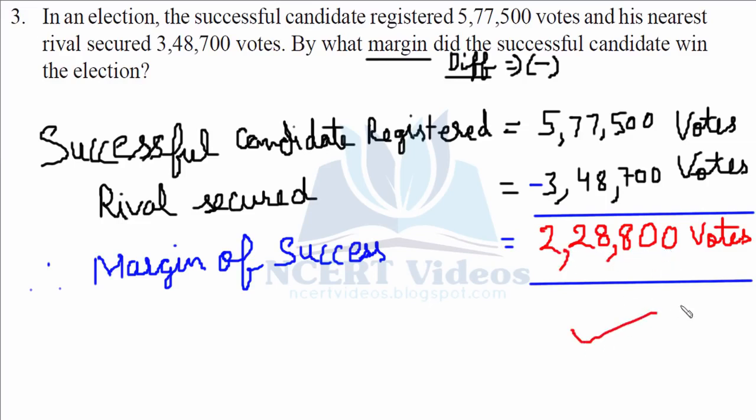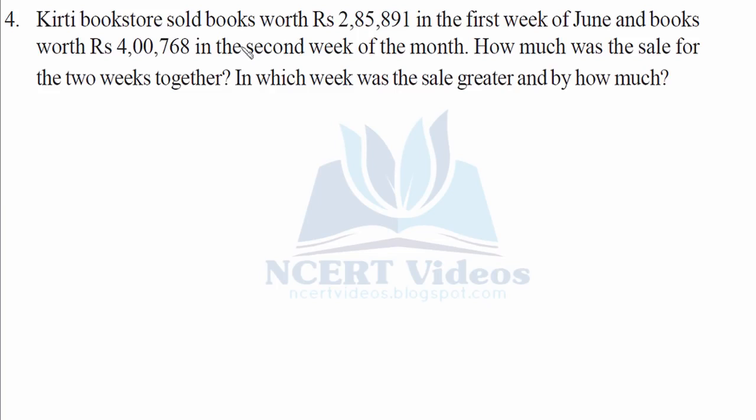That's the difference. Kirti bookstore sold books worth rupees this much in the first week of June and the second week of June, that much. How much was the sale for 2 weeks together? That is an addition problem. And in which week was the sale greater? Obviously, the second week was greater because it is 4 lakhs. Other one is 2. So we have to subtract. So we have to perform 2 calculations simultaneously.